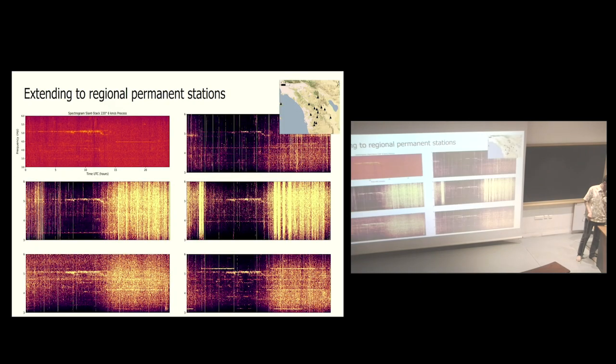And now we are trying to see if this comes from the fault. So first, we are looking at other stations across Southern California. So these are all the permanent seismic stations here. This is San Diego, this is Los Angeles here. So we have a variety of broadband seismic stations.